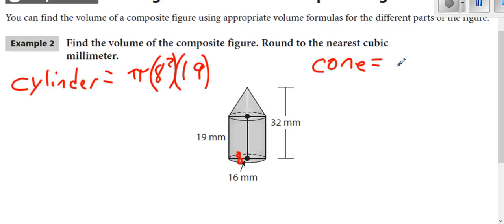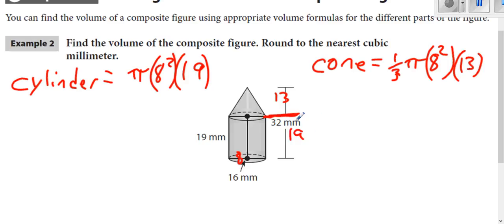Got the same radius. But it's a cone, so it's 1/3. And then we need the height. The whole thing's 32, but it goes up to 19 here. 32 minus 19 is 13. So 13 is the height of our cone. There's 19 below the cone, so there's 13 above.